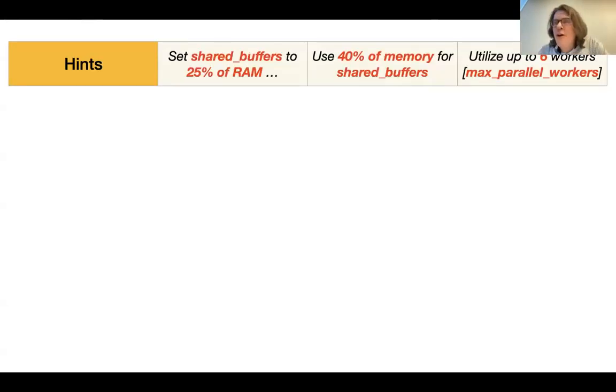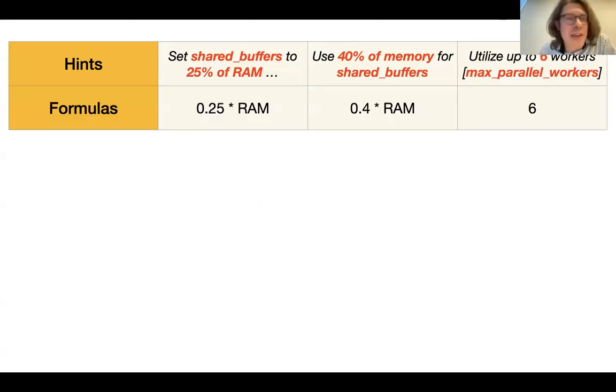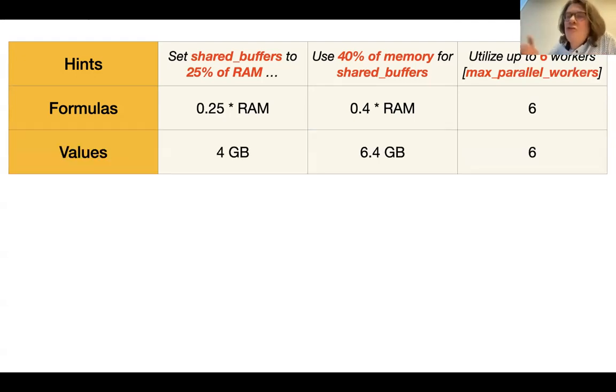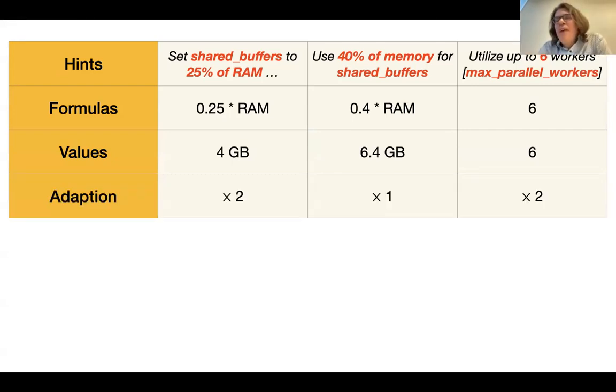So in each iteration of the learning phase, we would consider some subset of hints expressed in natural language, such as the hints that we see over here. Two of them refer to the shared buffers parameter. One refers to the max parallel workers parameter. So as a first step, we want to translate those hints into corresponding formulas. Here, two of those formulas are relative to a system property, which is the amount of RAM available. Now, if we substitute that by the amount of RAM that we have on our current system, we can resolve those equations in order to get concrete recommended values. So here I'm assuming that the system on which we tune has 16 gigabytes of RAM. Also, we might decide to deviate from the recommended values by multiplying those recommendations by a factor.